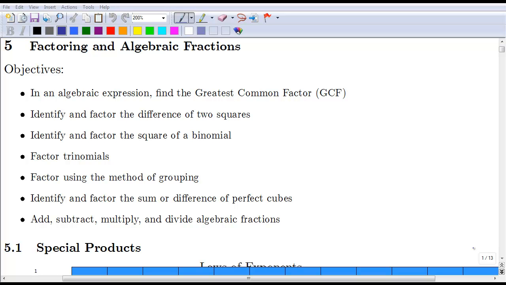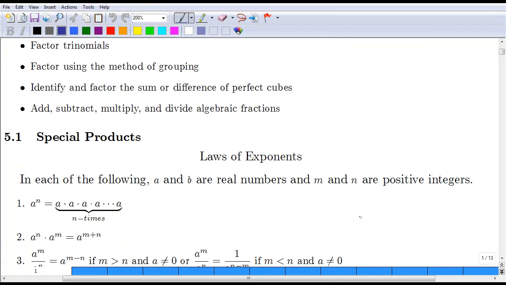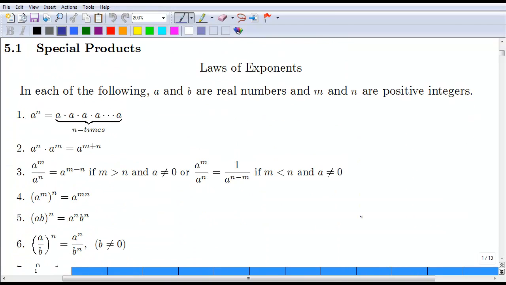Finding the greatest common factor, identifying and factoring the difference of two squares, factoring a square of a binomial, factoring trinomials, methods of grouping, and then adding, subtracting, multiplying, and dividing algebraic fractions. So let's get started with section 5.1, which is special products.